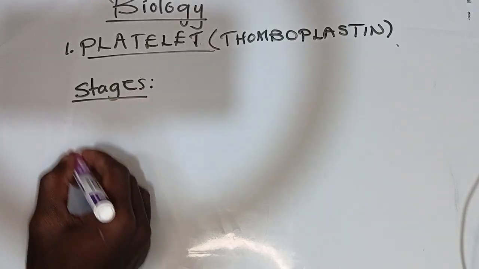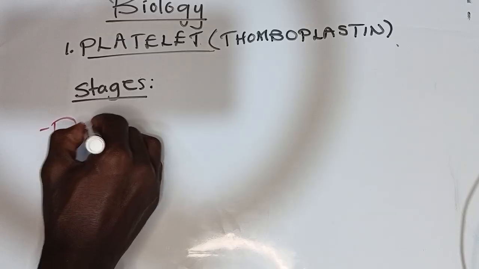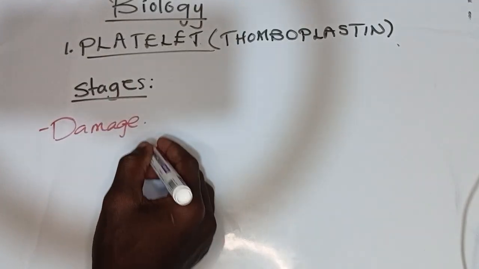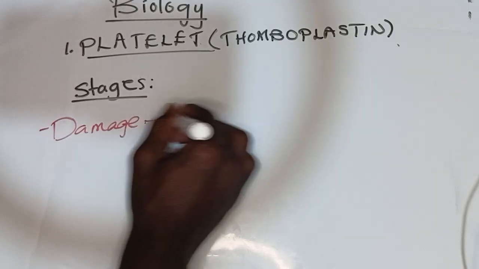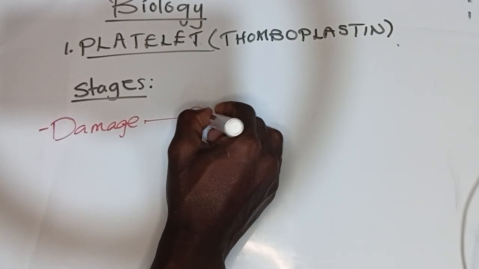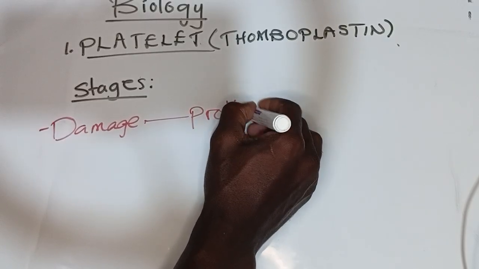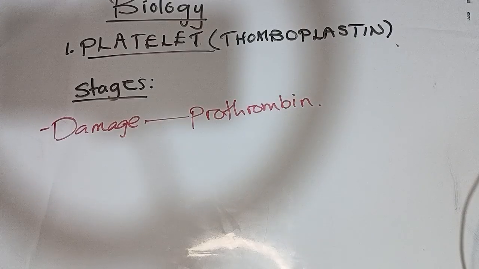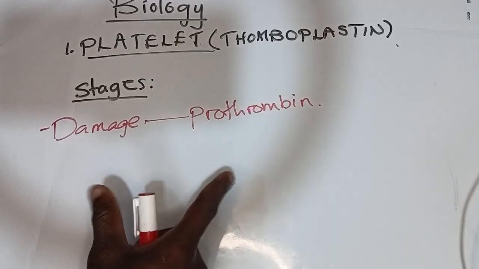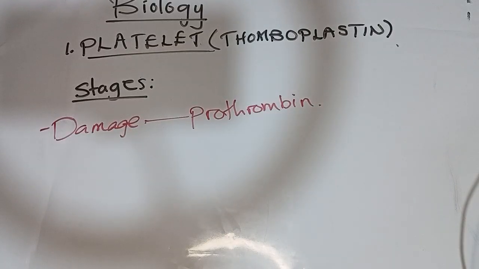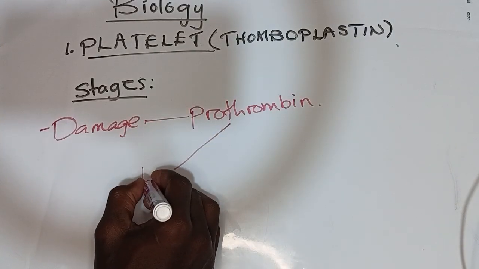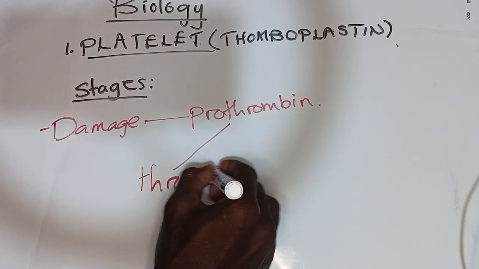number one, when the wound is introduced to damage, it releases an enzyme called prothrombin. Okay, so when the wound is introduced to damage, it produces the enzyme called prothrombin. This prothrombin acts with a plasma protein called thrombin.